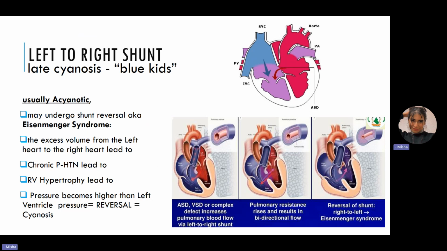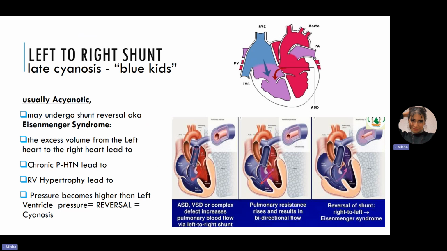Because there's so much excess volume moving into the right ventricle that it causes pulmonary hypertension. When there's pulmonary hypertension, it leads to right ventricular hypertrophy. Now we know that the left ventricle has a higher pressure because of the muscular structure that helps it to pump, right? But in the case that there is hypertrophy in the right ventricle, and the muscles are becoming thicker, the pressure within the right ventricle increases so much that it's higher than the left ventricle, and the blood starts to flow in the opposite direction, and that's called Eisenmenger syndrome. So if you see this word anywhere, that is what it means.